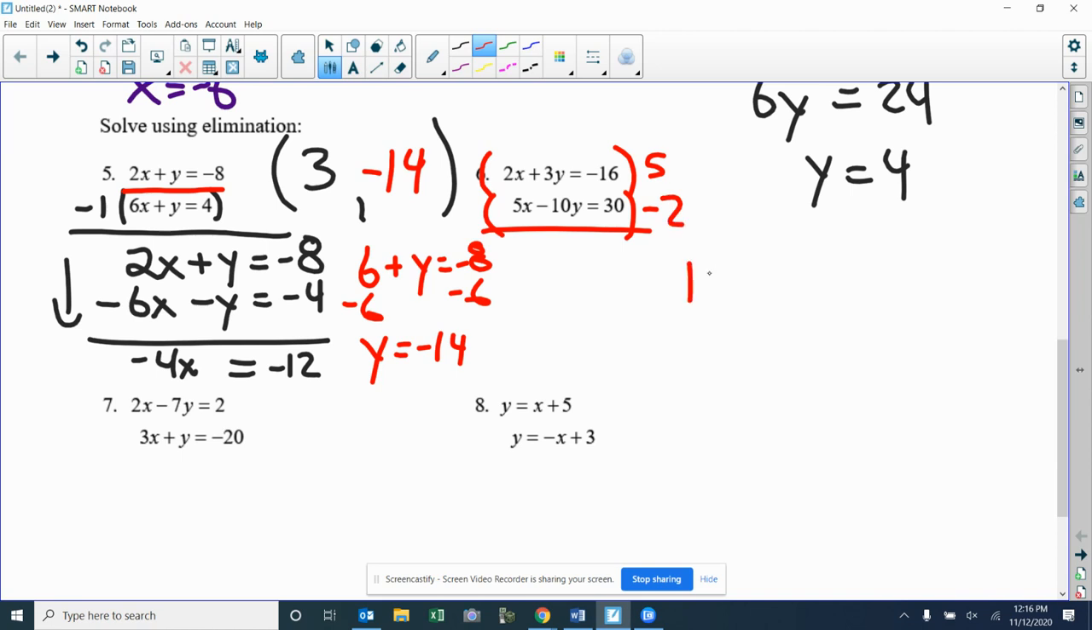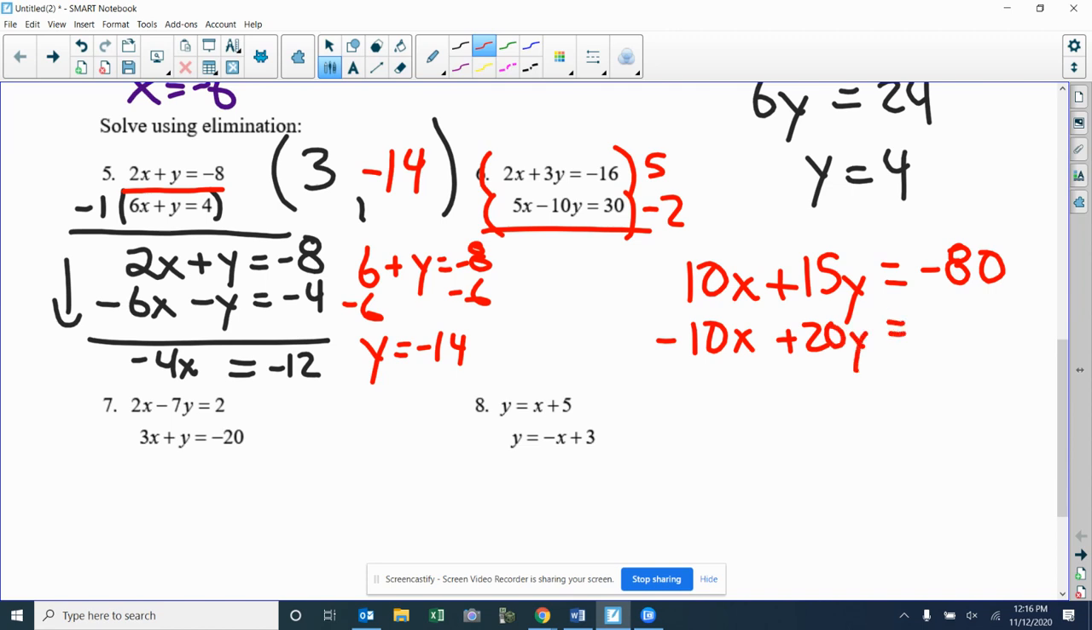So I'm gonna get 10x on the top, plus 15y, and I'm gonna get equal to -80, is that right? The bottom, I'm gonna get minus 10x, that's what we want, same number, plus 20y, and I'm gonna get -60 here, is that correct? Yep. Now I'm ready to add straight down.